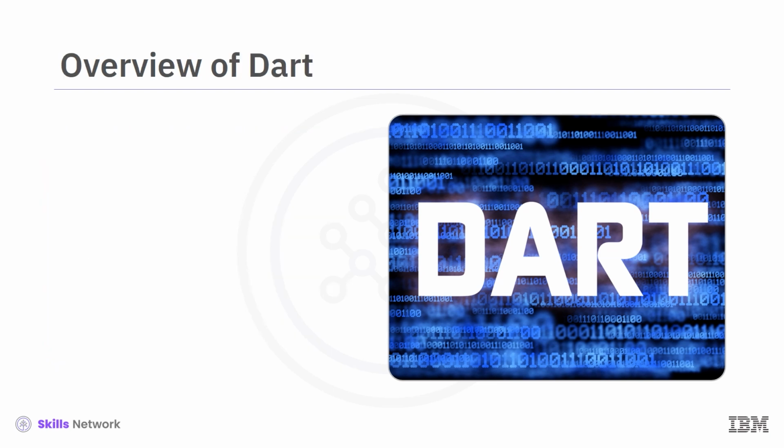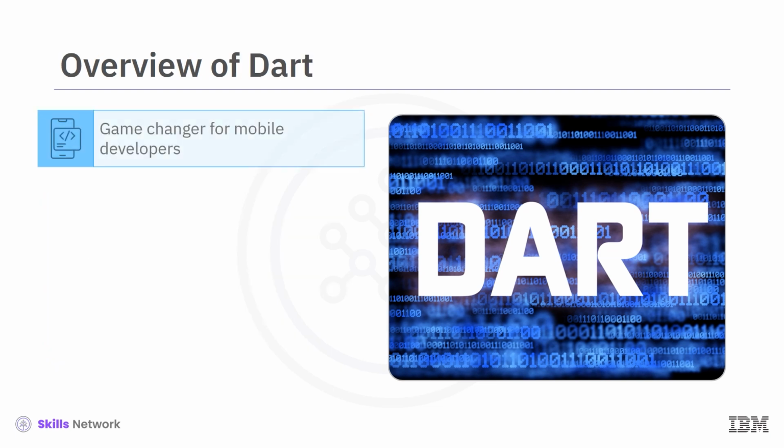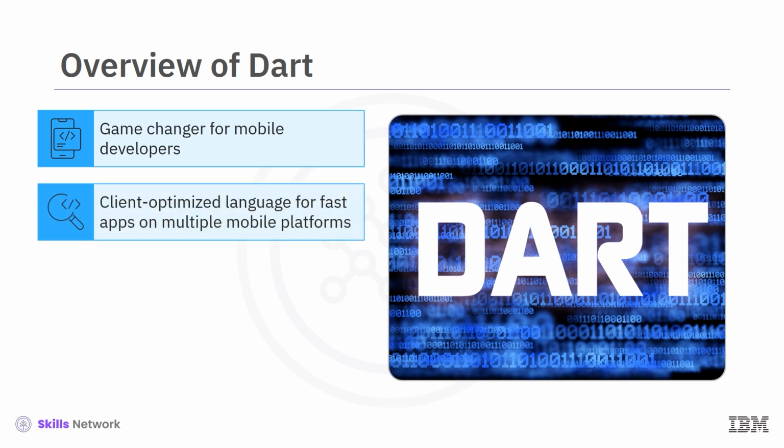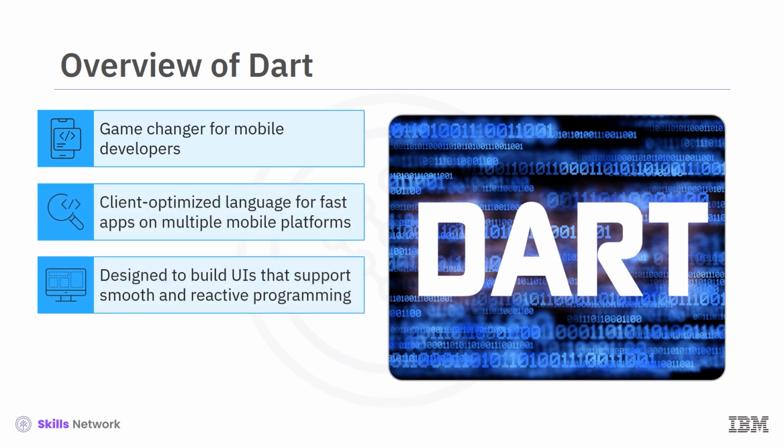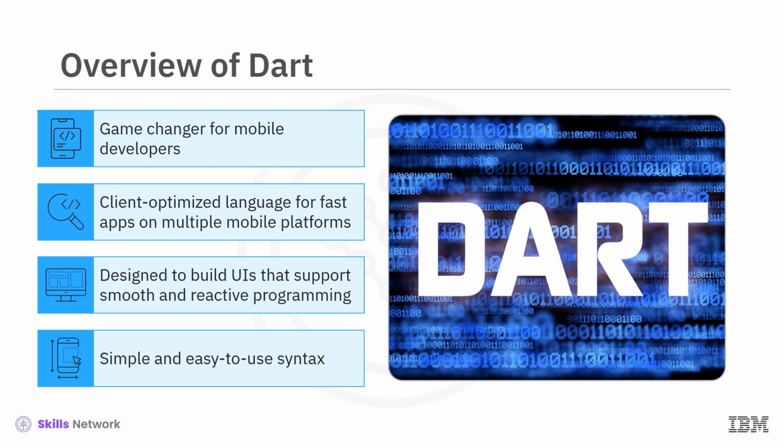From its core concepts to practical tips, today, Dart has become a game-changer for mobile developers. It is a client-optimized language for fast apps on multiple mobile platforms, which is designed for building user interfaces with features that support smooth and reactive programming. Dart's syntax is simple and easy to learn, making it a great choice for beginners and experienced developers. Let's dive into the core concepts that make Dart an excellent language for UI development.